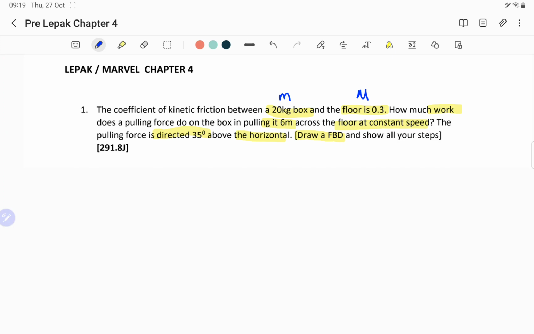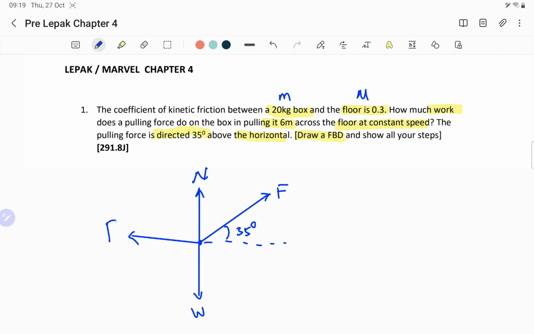Now the first thing you have to do is draw a FBD. So you have a box located on the surface, which means you will have a normal force, and you will have weight. Let's say this is the plane, and then let's say you have a force acting 35 degrees above the horizontal, so you're pulling it. Coefficient given, that means in the opposite direction you will have frictional force. So this is the FBD.